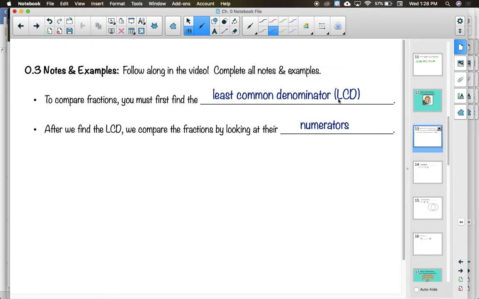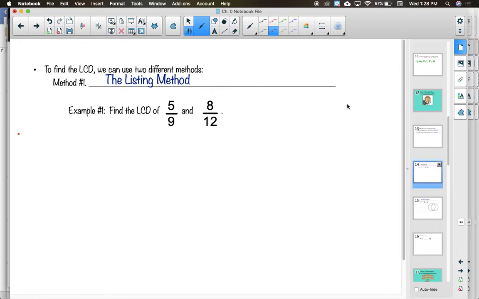Some people will also say least common multiple. So if you hear me say least common multiple when I'm doing some of the examples in a minute, that's why. So least common denominator is also the least common multiple. Second, after we find the LCD, we compare the fractions by looking at their numerators. All right, so let's see two examples.